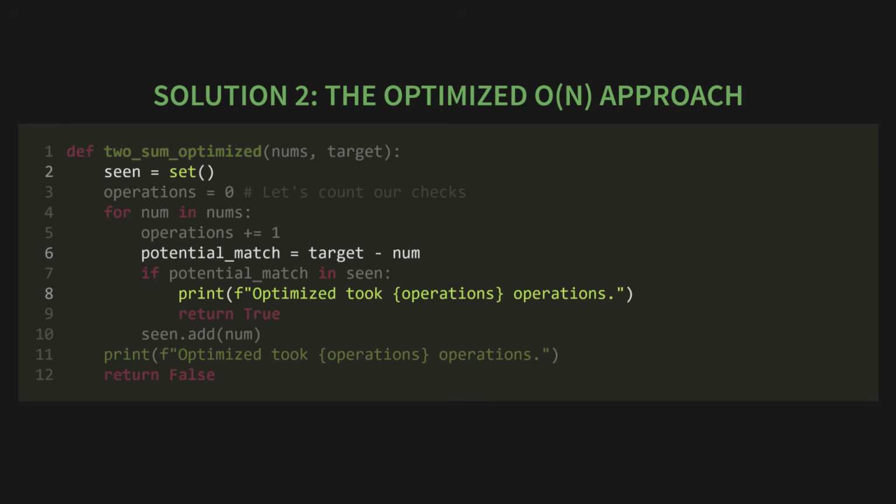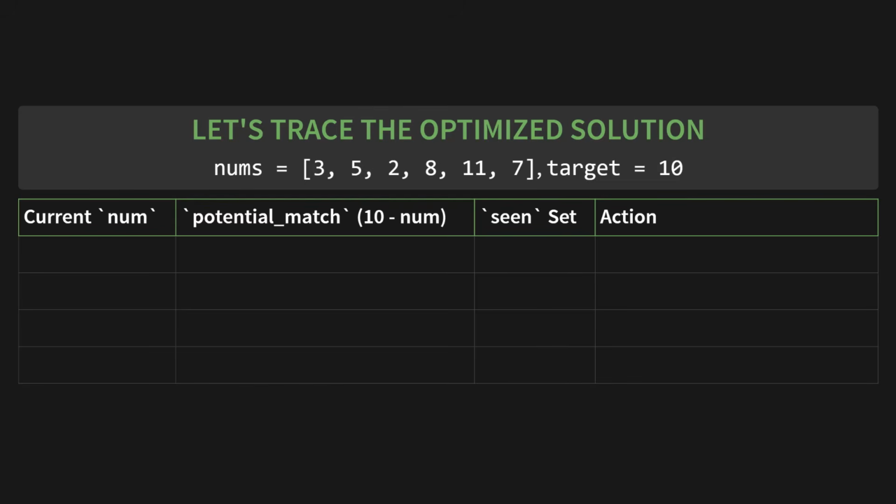Let's look at the code. def two_sum_optimized. We create an empty set called seen, and then we have just one loop. For each number, we calculate the potential_match, which is just target minus num. Then we check if that potential match is in our seen set. If it is, we return true. If not, we add the current number to the set. So much cleaner. Let's trace the optimized solution together step by step to see how this works.